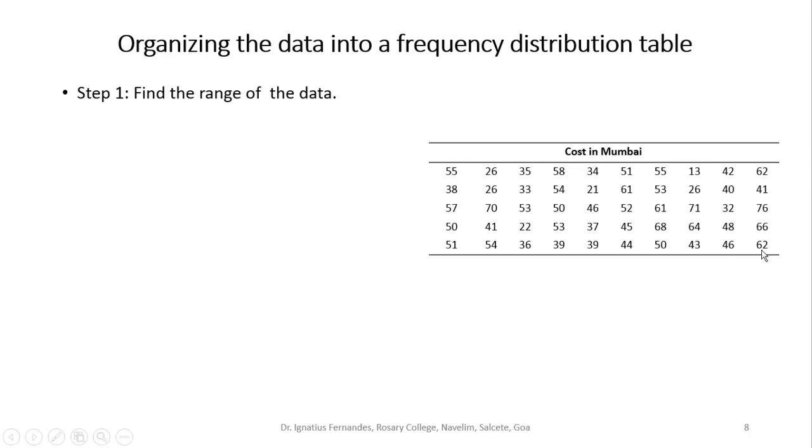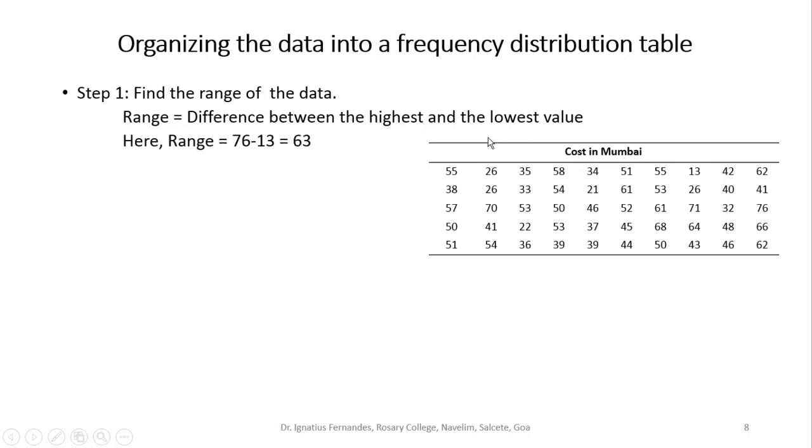To put them into groups, we first find out the range of the data. The range of the data is the difference between the highest value and the lowest value. So you have to look at the data and locate the highest value. The highest value here is 76. The same way, you look at the least value. You will see that 13 is the lowest value. So we define the range as the difference between the highest and the lowest value. In this case, it is 76 minus 13, that is 63.